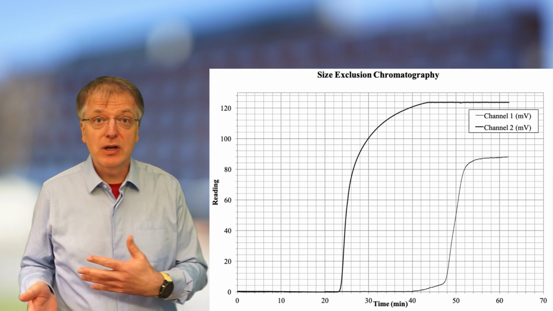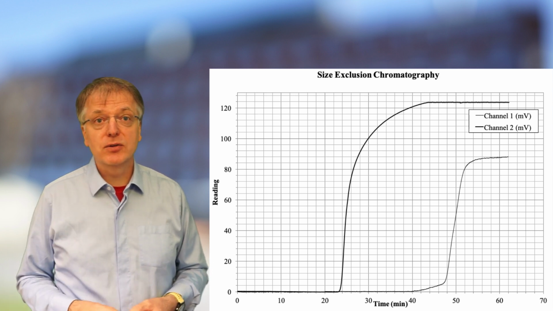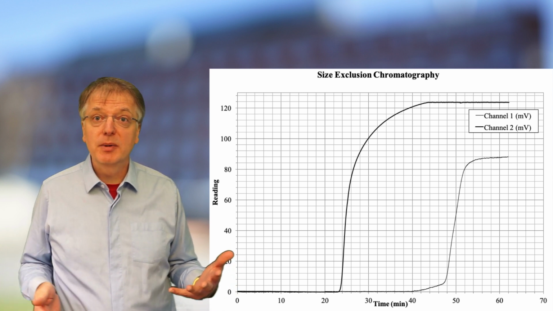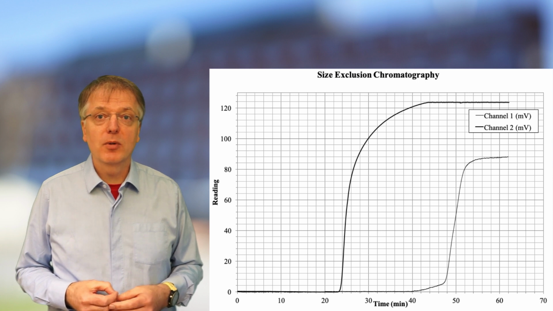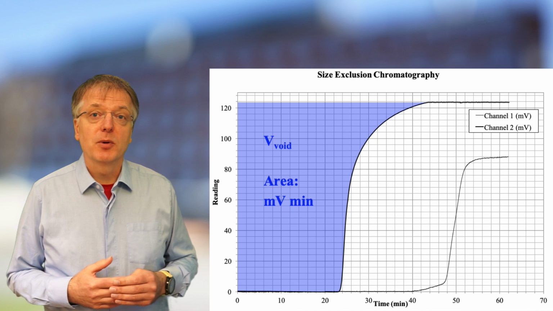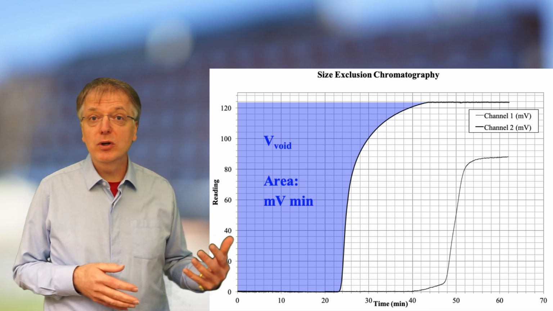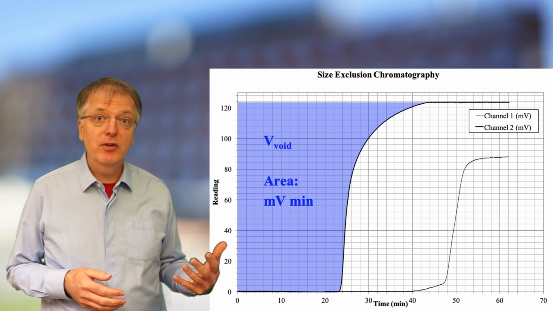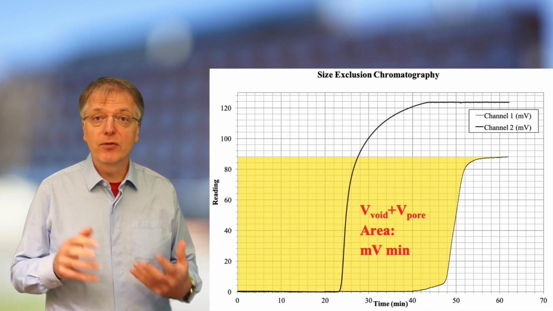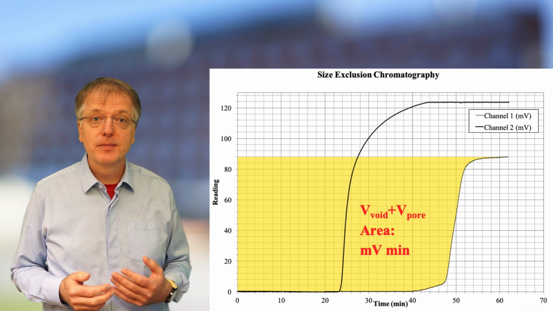Our first task is to calculate what you might call the capacity of the column, but a better terminology is to say that we need to determine the void volume and the pore volume of the column. The area above the breakthrough curve for the large molecules is proportional to the void volume, while the area above the breakthrough curve for the small molecule is proportional to the sum of the void volume and the pore volume.